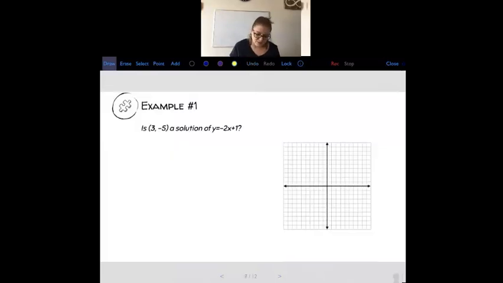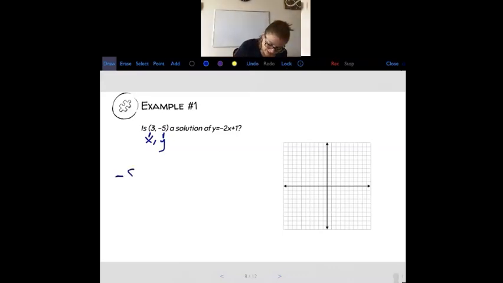So for instance, is (3, -5) a solution of y equals -2x plus 1? First we'll calculate it by hand to determine if it's a solution. When we have an ordered pair, it's x comma y. So this is telling me that x is 3 and y is -5. What you'll do is plug in 3 for x and -5 for y and see if we get a true statement, much like what we did when we solved linear equations.